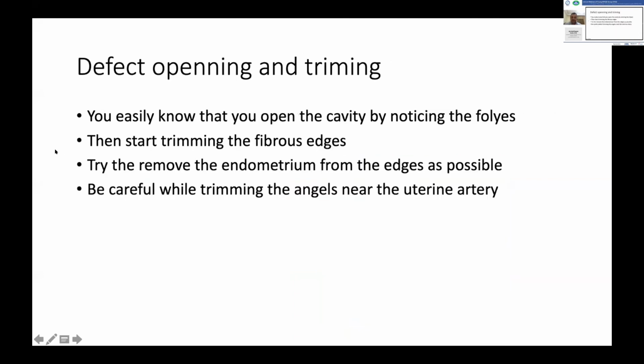Then I do trimming. You can easily know that you opened the cavity by noticing the Foley's. Then start trimming the fibrous edges. Try to remove the endometrium edges, so the edges are covered by endometrium. We aim not to create endometriosis at the site of the scar. So trim the edges properly, and this will improve the healing. Be careful while you are trimming at the level of the uterine artery. In most cases you can identify the uterine artery insertion during the operation.